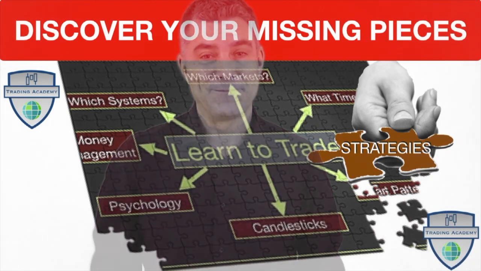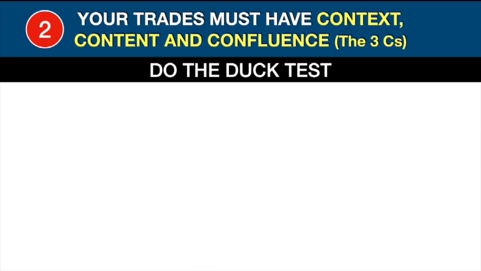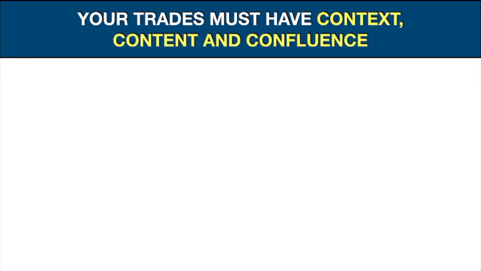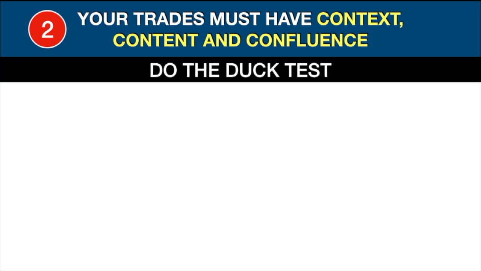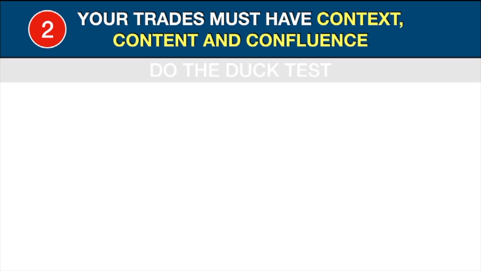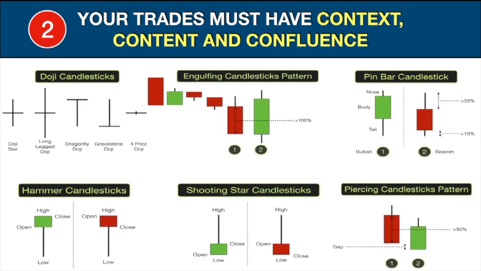So here we go. Your trades must have more than one thing going for them. Your trades must have context, they must have content, and they must have confluence. And this is a concept that I've come up with myself, that I use in my own trading and that I teach other traders. Beginners tend to learn certain candlestick patterns or chart patterns or an indicator behaviour, and they think that they can just look out for this to appear on their chart, take their trades, and it'll be game over, it'll be a win to them.